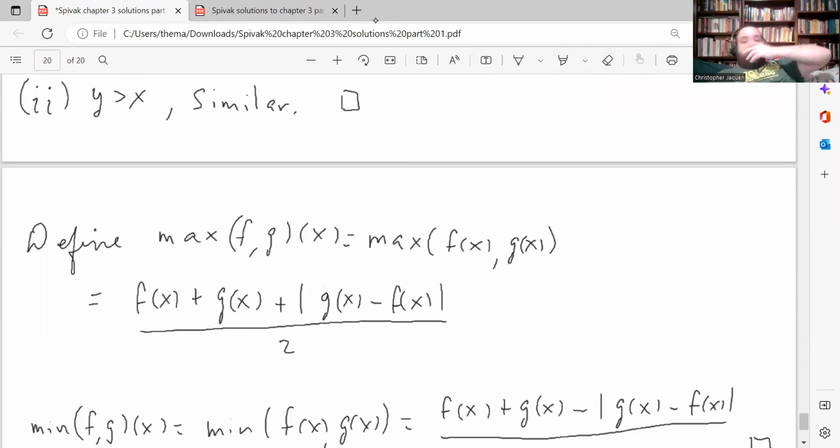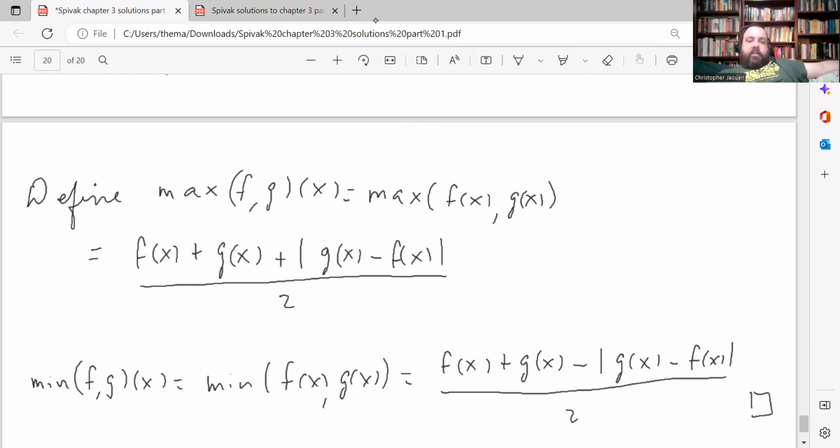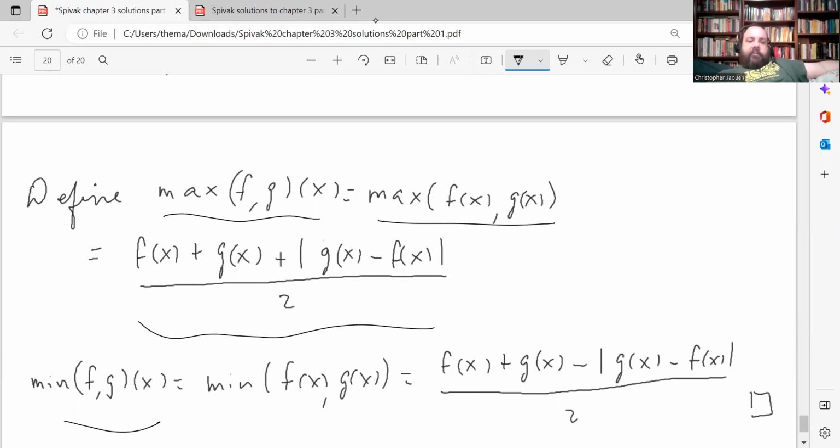And then I basically just use that lemma to prove the statement in the problem. So define this function this way, and using that lemma, you can write it like that. And same thing for the minimum, you could write it like that, just literally using that lemma.